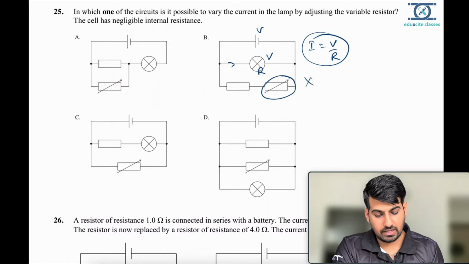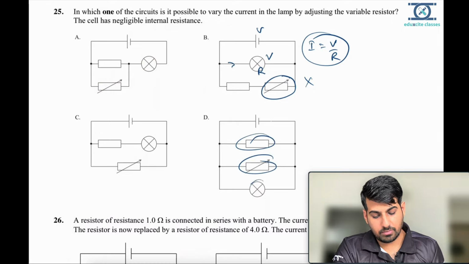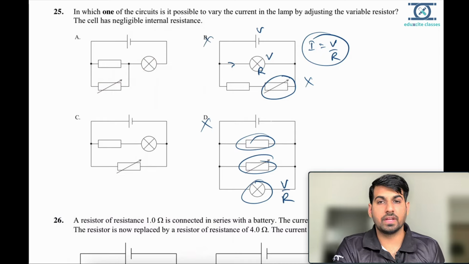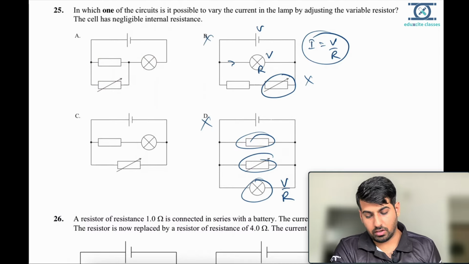So this is incorrect. Here also they are all connected in parallel, so V by R again. So this is not the correct option. Now we have to think in terms of A and C. Now if you look at C, what will be the current here?